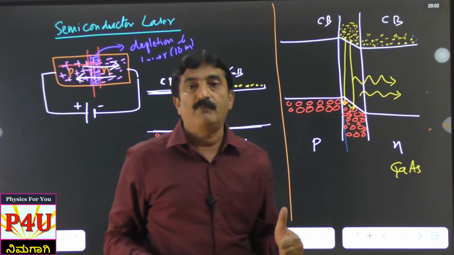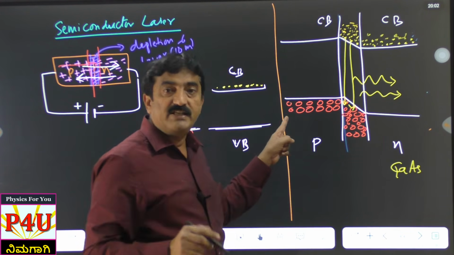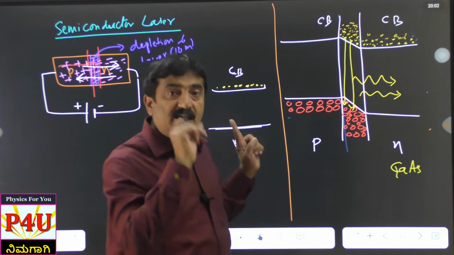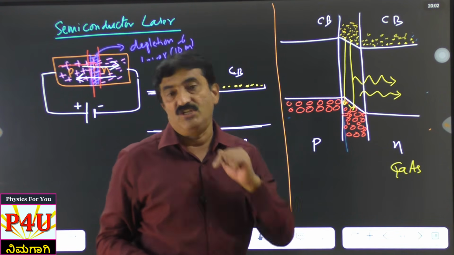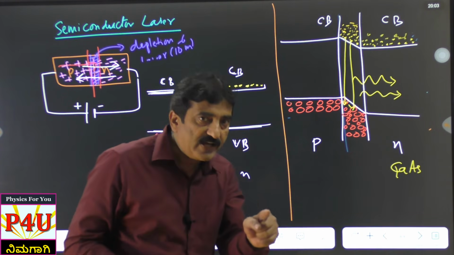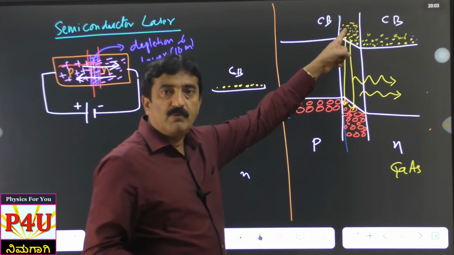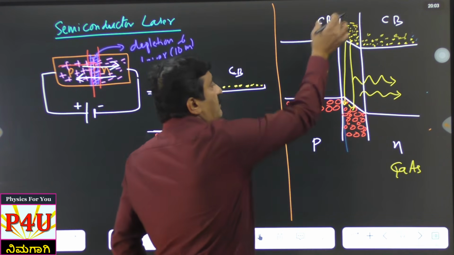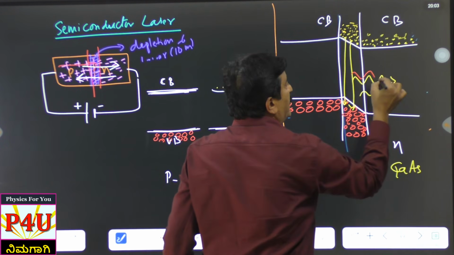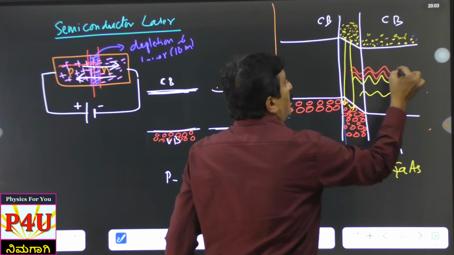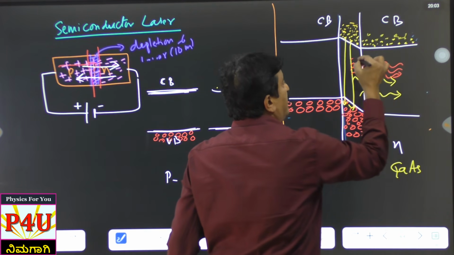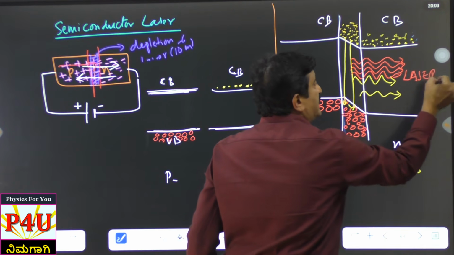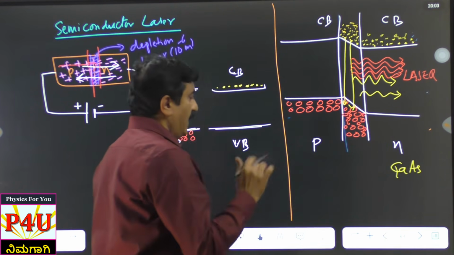How are we achieving population inversion? Number one, by increasing the doping concentration, by adding more and more impurity. Number two, by passing high current. Therefore, I can call this current injection. Because of the current injection method, I got more electrons there, more holes here, and finally they will fall down, giving rise to photons, and all the photons are traveling in the same direction. So I got a laser. Understood? So this is the mechanism. I repeat once again.